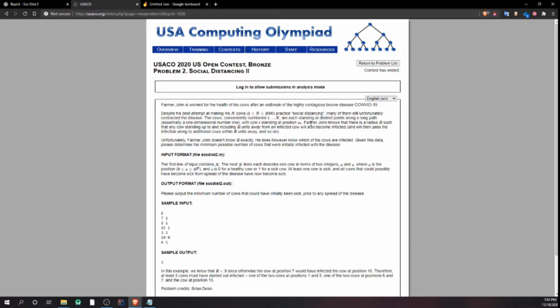Unfortunately, Farmer John doesn't exactly know R, but he does know which of his cows are infected, and given this data, we're asked to find the minimum possible number of cows that were initially infected with the disease.